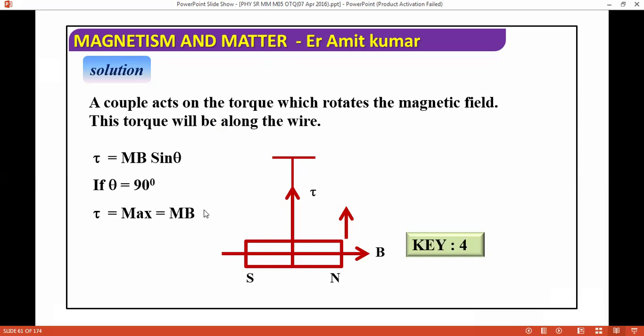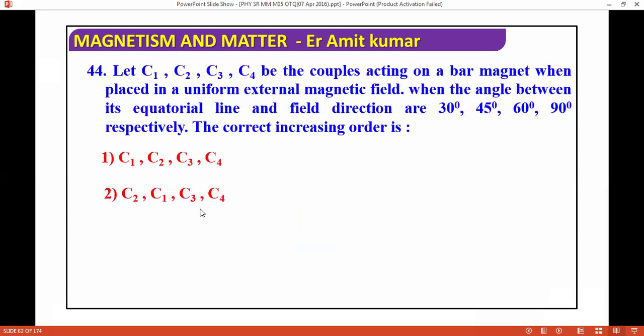Next question: C1, C2, C3, C4 are couples acting on a bar magnet when placed in a uniform external magnetic field, when the angle between its equatorial line and the field direction is 30 degrees, 45 degrees, 60 degrees, 90 degrees respectively. Which is the correct sequence order?